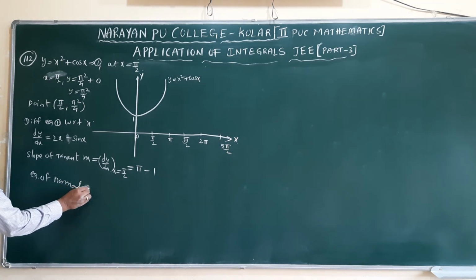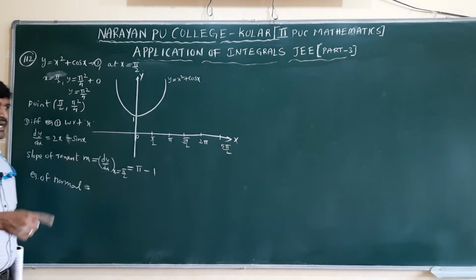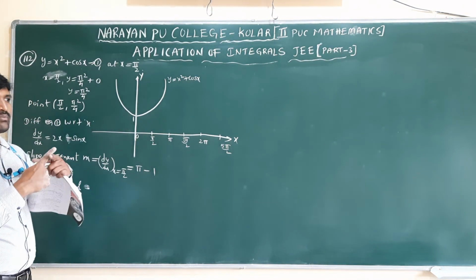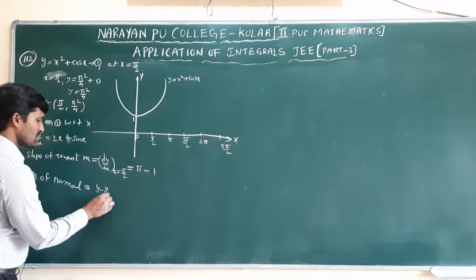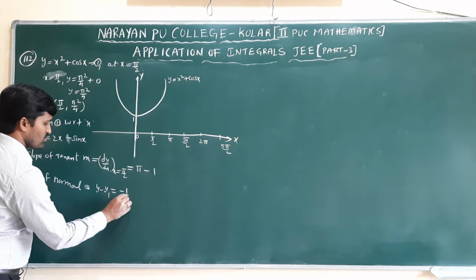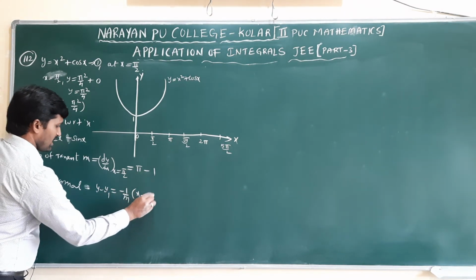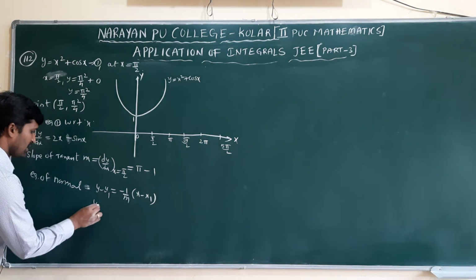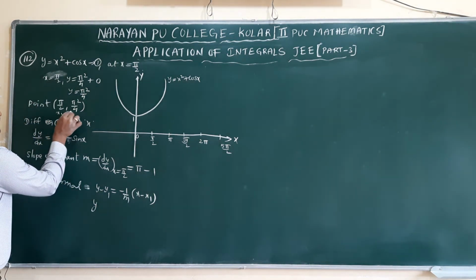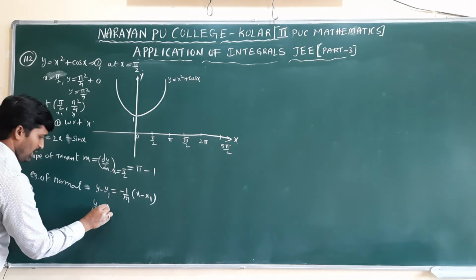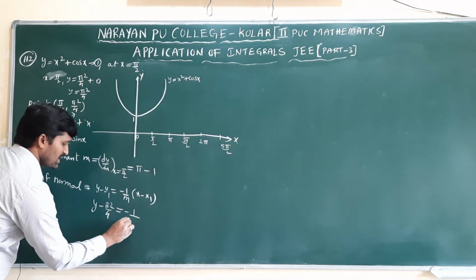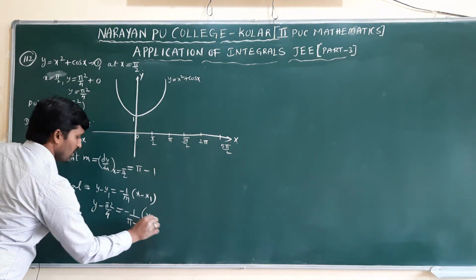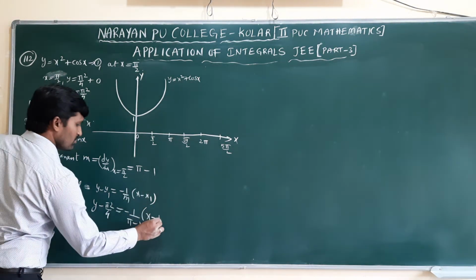Equation of tangent is y minus y1 equal to m into x minus x1. Tangent and normal are perpendicular to each other, that's why the equation of normal is y minus y1 equal to minus 1 by m into x minus x1. This is the point x1, y1: y minus pi square by 4 equal to minus 1 by (pi minus 1) into x minus pi by 2.